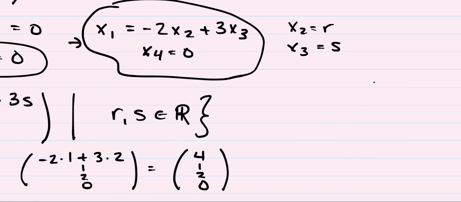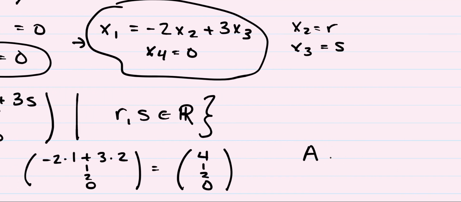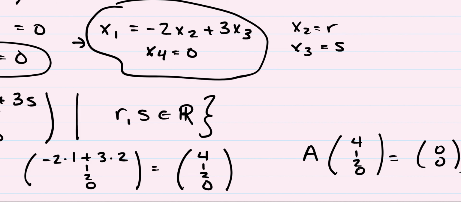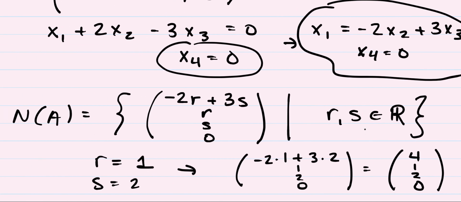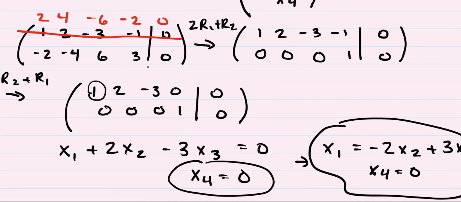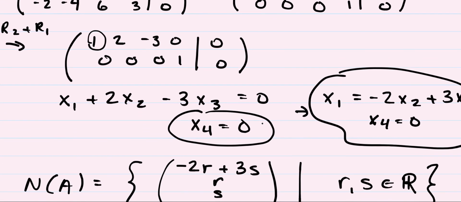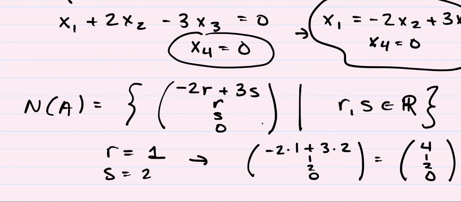So what should happen is, if I take my matrix A and I multiply it by 4, 1, 2, 0, I should get 0, 0. Double check that. That's a good way to make sure you got the right answer. If something goes wrong and you get a number other than 0 here, you probably messed up with getting this matrix into reduced row echelon form. Alright, so we have described the null space.